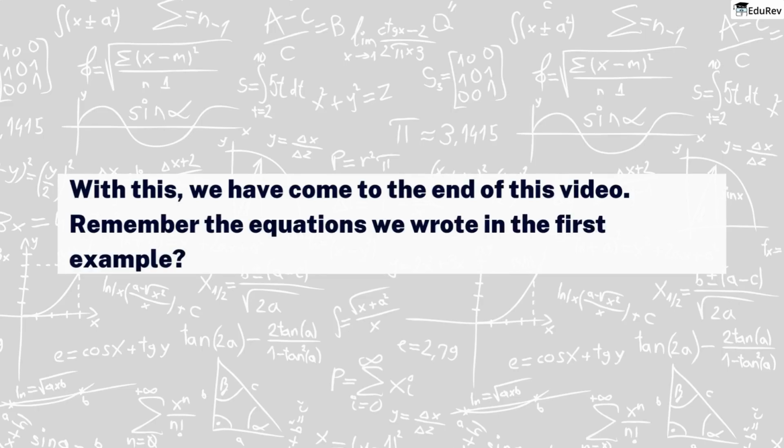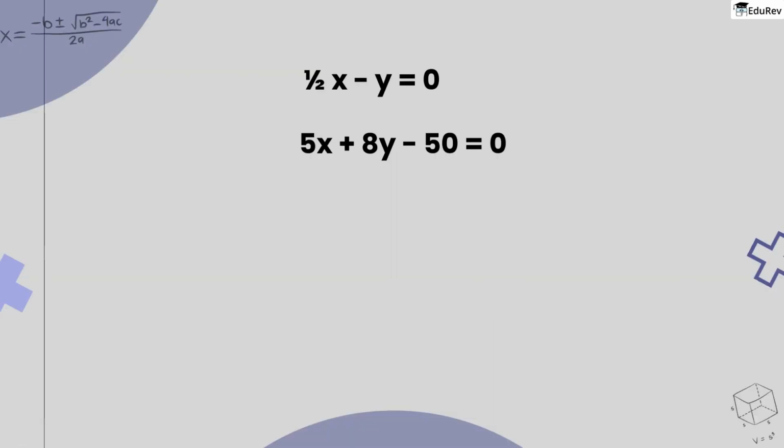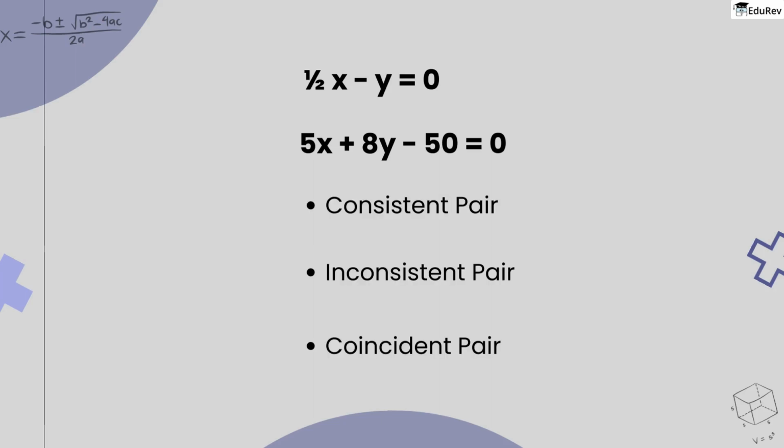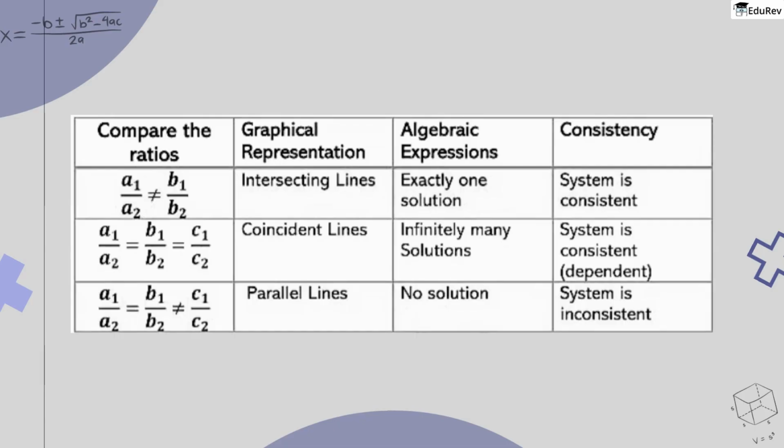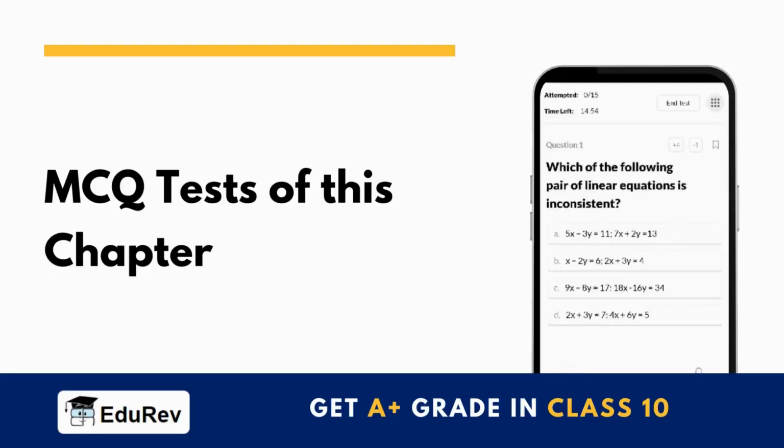Students, remember the equations we wrote in the first example? Your homework is to find out if that pair of linear equations are consistent, inconsistent, or coincident. This table on the screen will help you out in finding the answer.